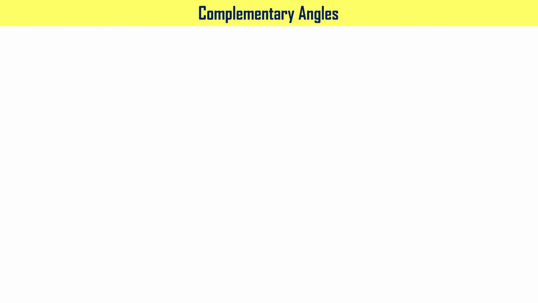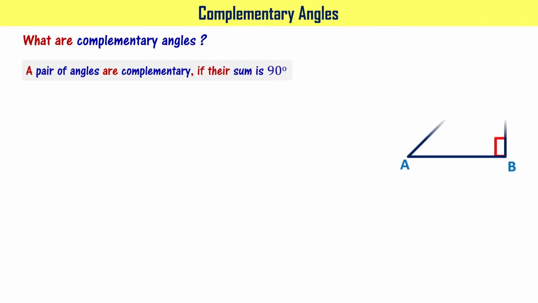Let us first learn about complementary angles. What are complementary angles? A pair of angles are said to be complementary if their sum is 90 degrees.